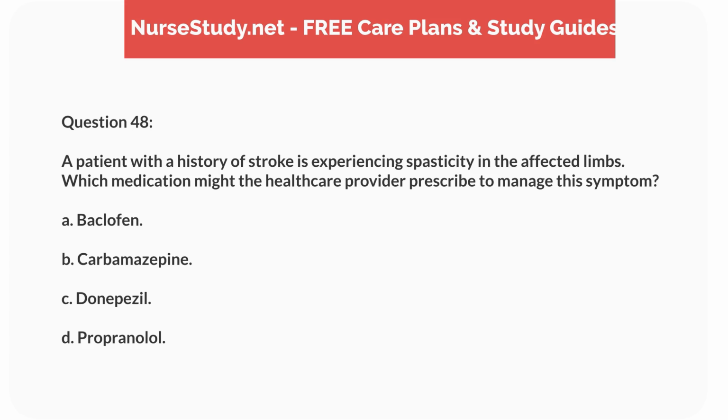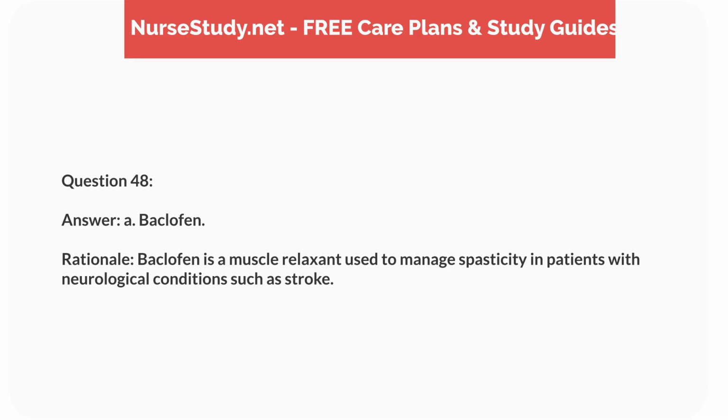Question 48. A patient with a history of stroke is experiencing spasticity in the affected limbs. Which medication might the healthcare provider prescribe to manage this symptom? A. Baclofen. B. Carbamazepine. C. Donepezil. D. Propranolol. Answer: A. Baclofen. Rationale: baclofen is a muscle relaxant used to manage spasticity in patients with neurological conditions such as stroke.